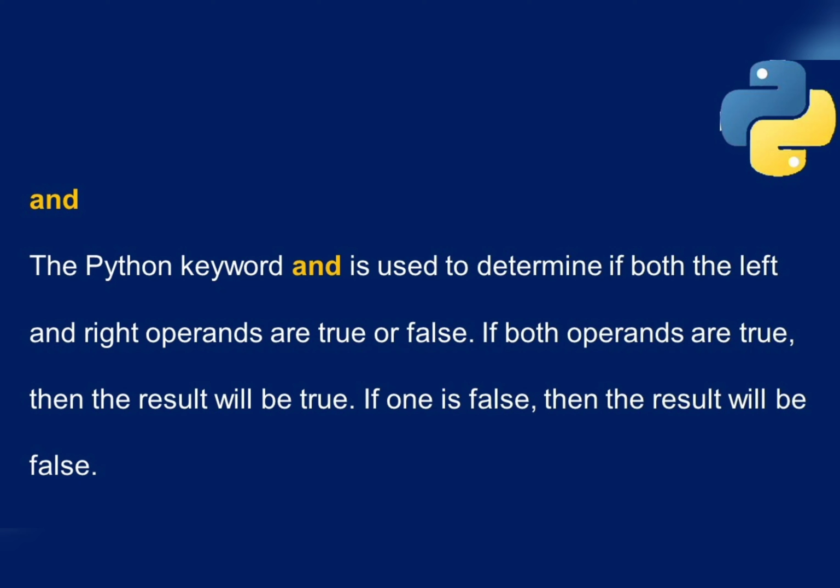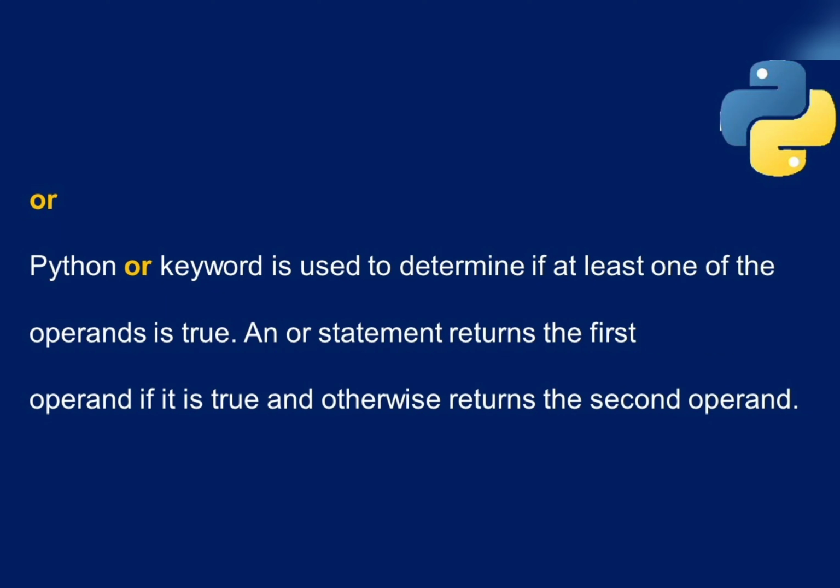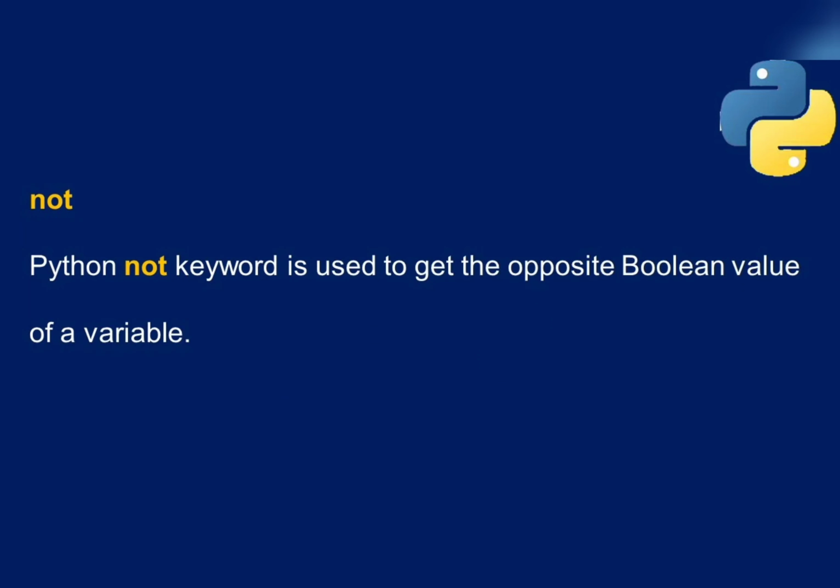For example, if the value of x is 1 and the value of y is also 1, then the result will be 1. If the value of x is 0 and the value of y is 1, then the result will be 0. Or: the Python or keyword is used to determine if at least one of the operands is true. An or statement returns the first operand if it is true and otherwise returns the second operand. Not: the Python not keyword is used to get the opposite boolean value of a variable.